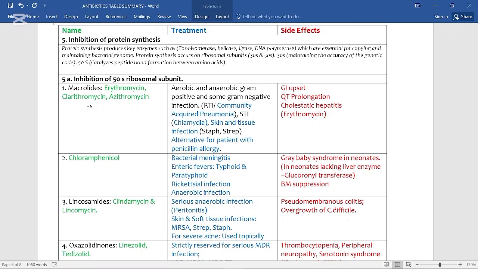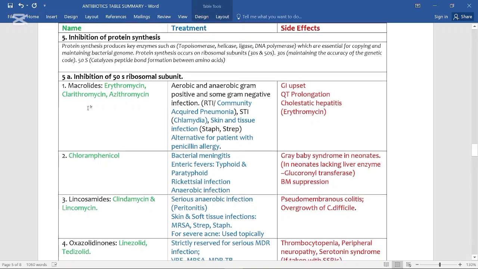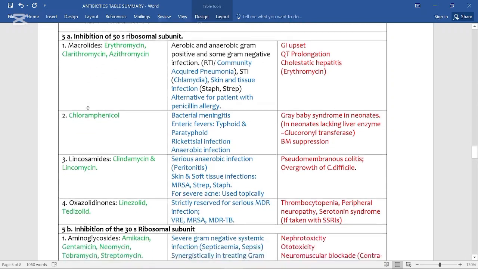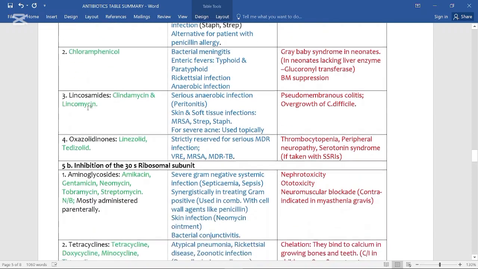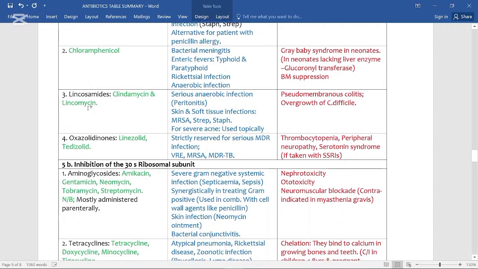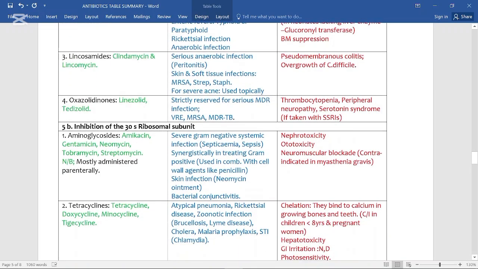And the drugs that work by inhibiting the 50S ribosomal subunit are the macrolides, the likes of the erythromycin, the clarithromycin, and the azithromycin. We've also looked at the chloramphenicol, a very good drug, but think of the gray baby syndrome, especially when it comes to neonates. The lincosamides, think of the clindamycin and the lincomycin, very good drugs. Think of the oxazolidinones, the linezolid, and the tedizolid.